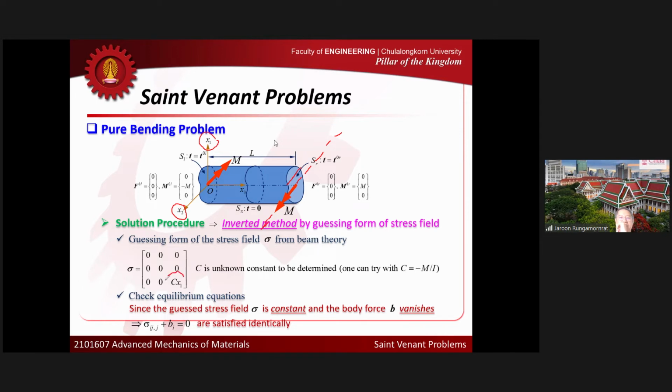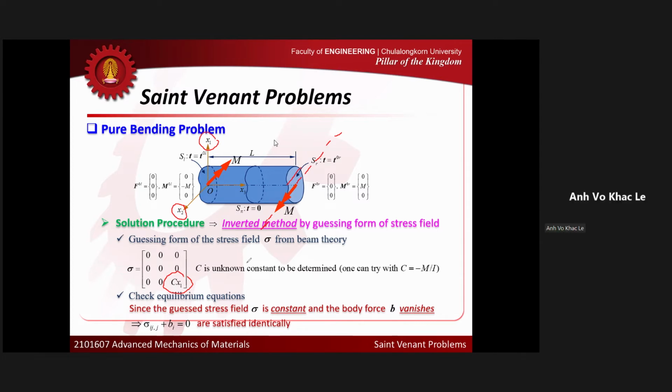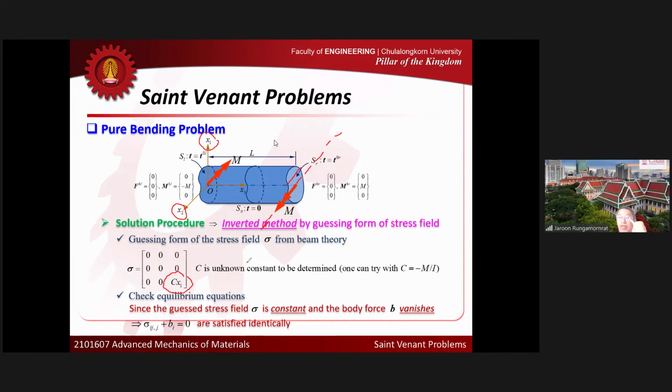The thing that I guess here is based on the beam theory. So the dependence on x2 and x3 should be eliminated. Is that clear to you, Anne? Yes, I think so. Yes. Okay. Maybe you can go back and look at the beam theory.